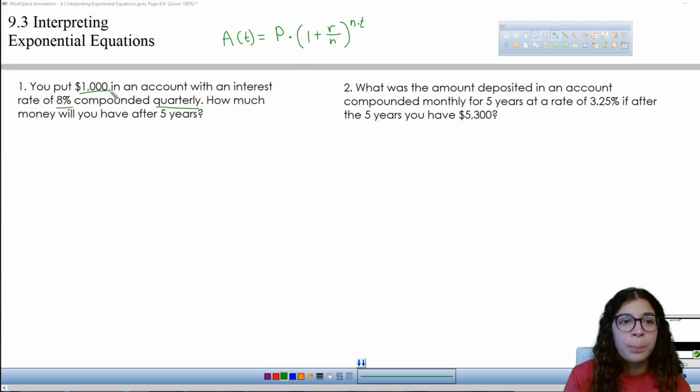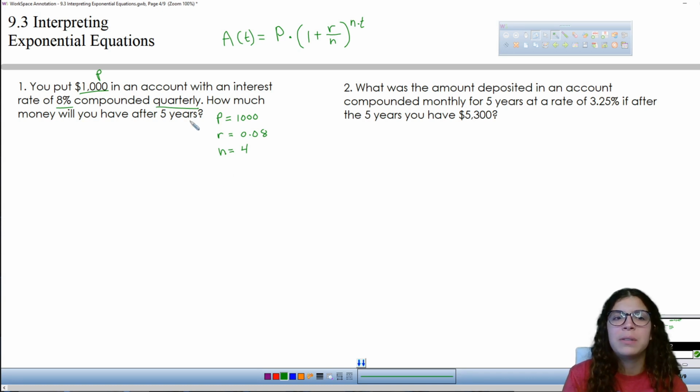So our principal amount would be 1,000, so P is 1,000. Our rate is 8%, so R is 0.08. And N would be 4, since this is quarterly, it's 4 times in the year. And then they ask us about a specific question. Let's just go ahead and write the equation for this situation.